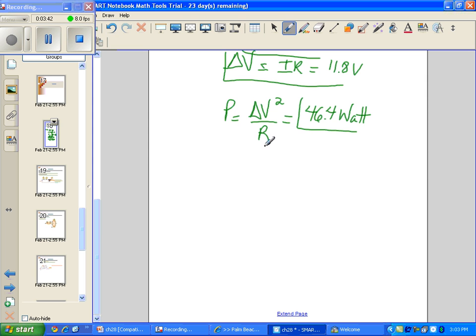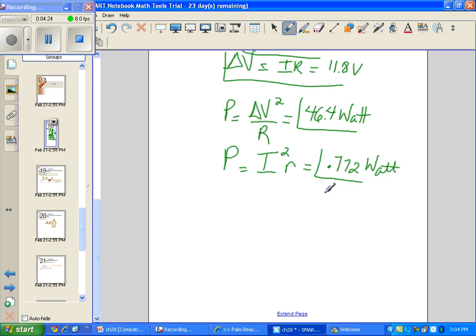How about what is dissipated or lost to internal resistance? Well, here we can take the current through the circuit, square that, and multiply this time by the internal resistance. So 3.93 amps squared multiplied by 0.05 ohms gives us a power loss to internal resistance of 0.772 watts.